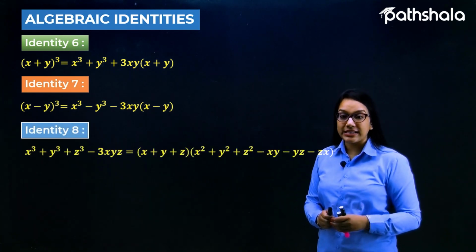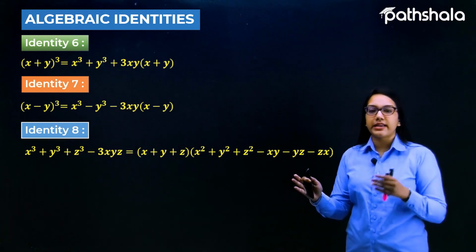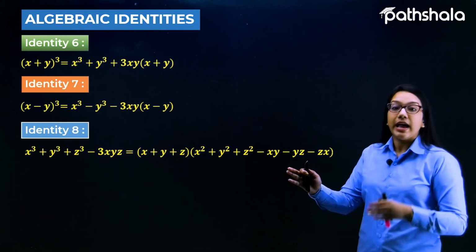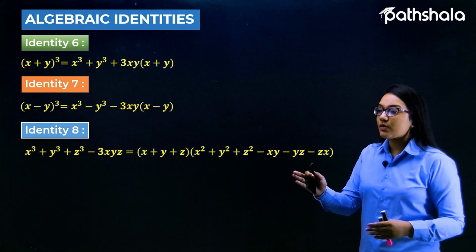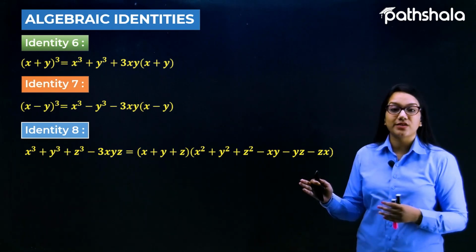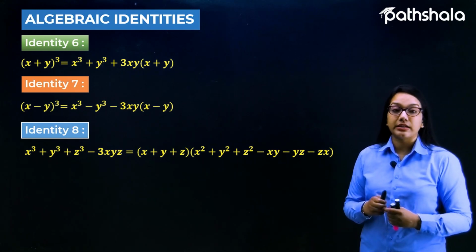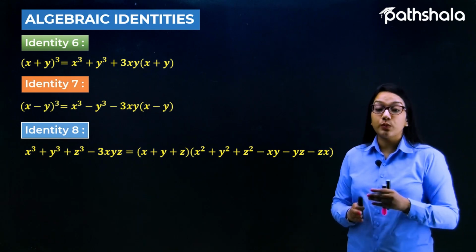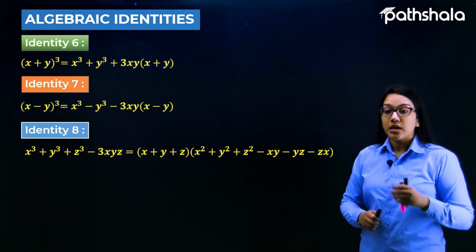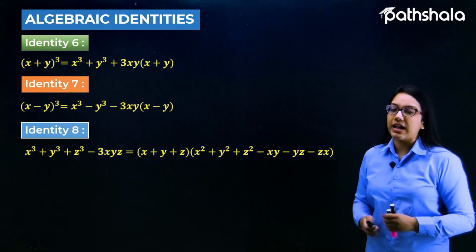Identity number 8 says that x cube plus y cube plus z cube minus 3xyz is equal to (x plus y plus z) into (x square plus y square plus z square minus xy minus yz minus zx). So these are the further algebraic identities. Now with the help of these we will expand the polynomials or the terms that will be given to us. So let's talk about the questions that are related with these 3 identities.